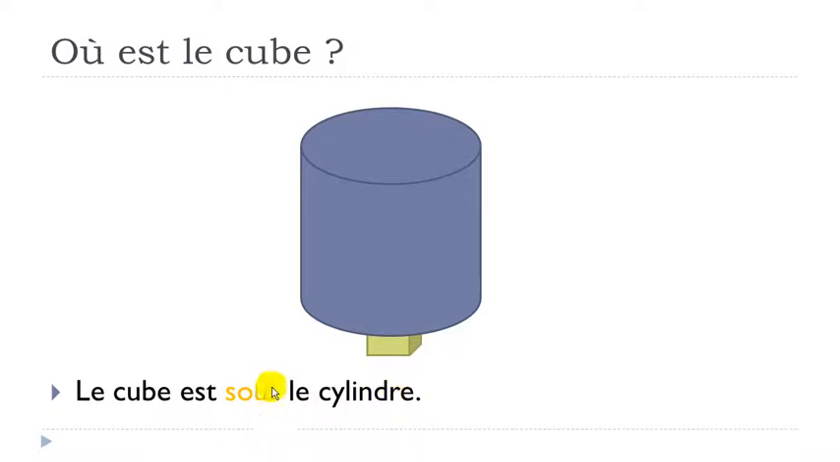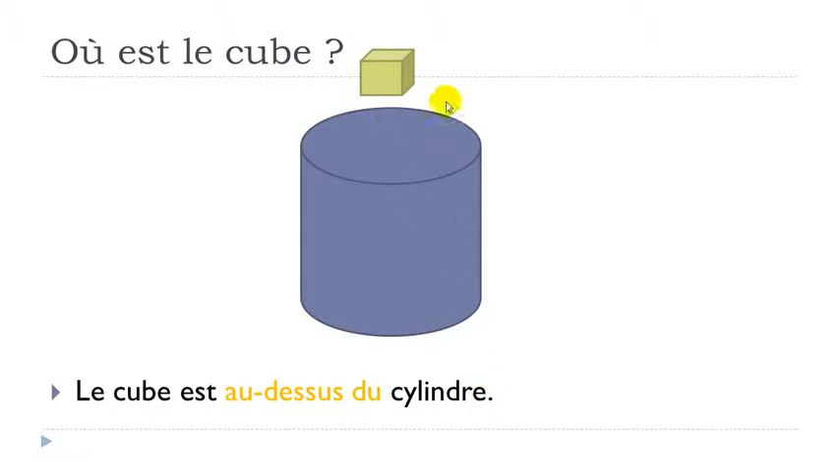Don't pronounce the final S. And then this O-U combination of vowels is pronounced OU. Okay? Sous, sous. Le cube est sous le cylindre. Alright? Then, here, no contact, and that's really important, okay? Le cube est au-dessus du cylindre. So let's repeat it. Le cube est au-dessus, final S not pronounced here, au-dessus du cylindre.